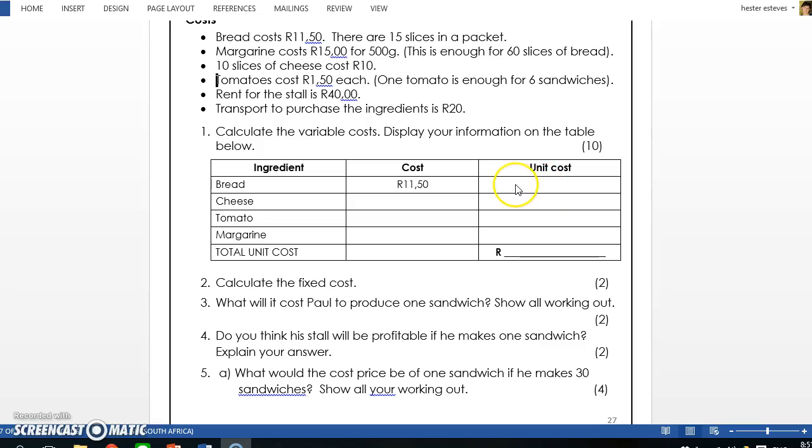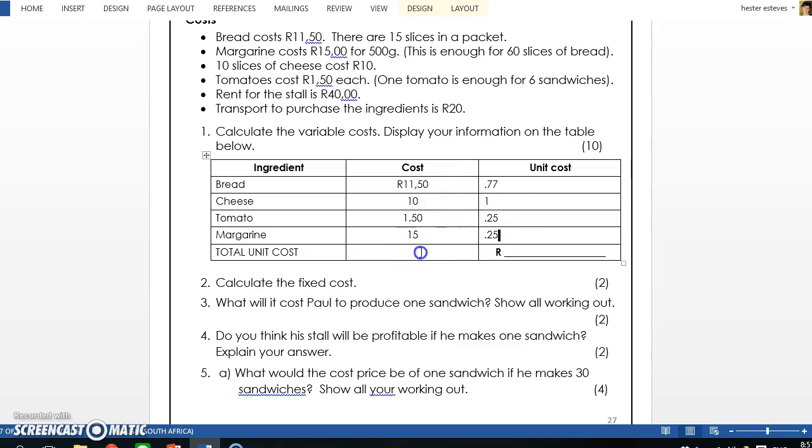Okay, now we're going to work out the unit costs. If bread costs 11 Rand 50, it's divided into 15 slices. The unit cost is going to cost you 77 cents, right? Cheese was 10 Rand. You're going to have a slice of cheese per bread, 1 Rand. Tomato was 1 Rand 50, so it's going to cost you 25 cents per slice of bread. Margarine was 15 Rand, if I'm not mistaken, so it's also going to cost you 25 cents per bread.